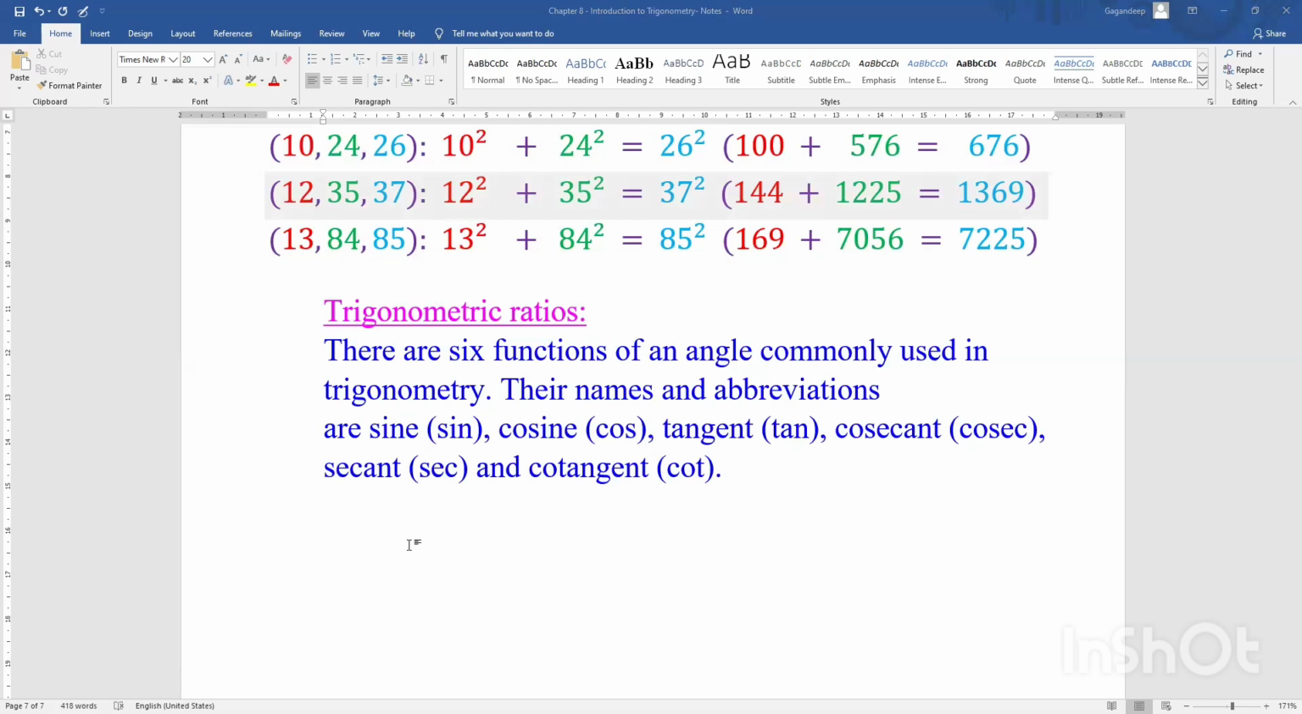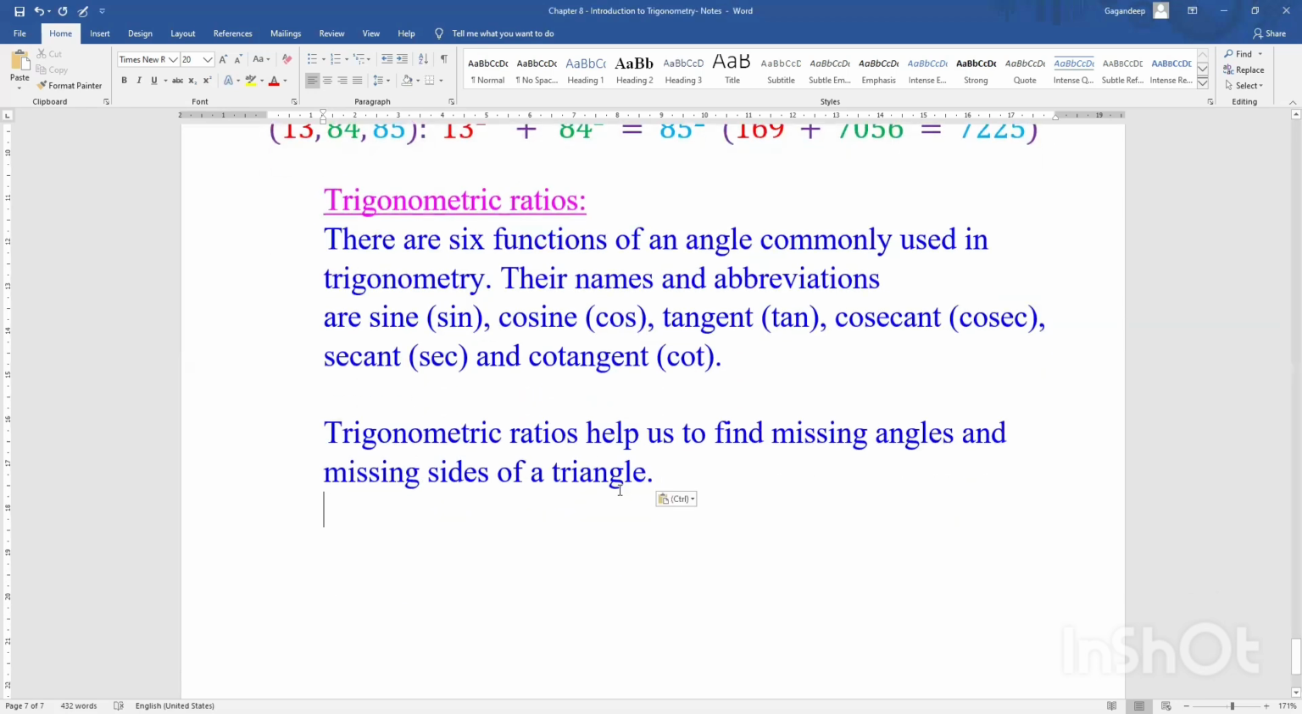So what is the use of these trigonometric ratios? These ratios help us to find the missing angles and the missing sides of a triangle. When you take up problems, you'll understand how these concepts are used.